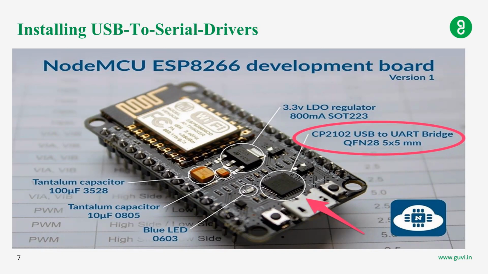Tantalum capacitors of two different values are given. A blue 0603 LED is given. The voltage is given, showing how much power supply you can apply on it: a 3.3 volt LDO regulator, and a CP2102 USB to UART bridge. Start by plugging your NodeMCU USB board into an available USB port on your computer.